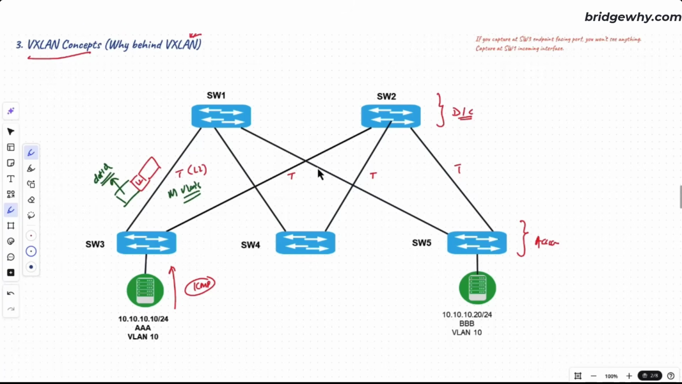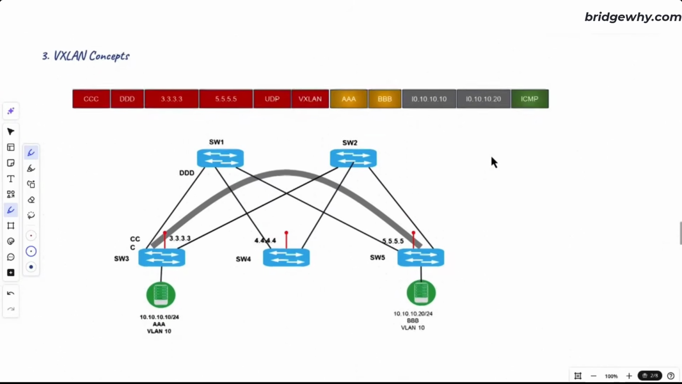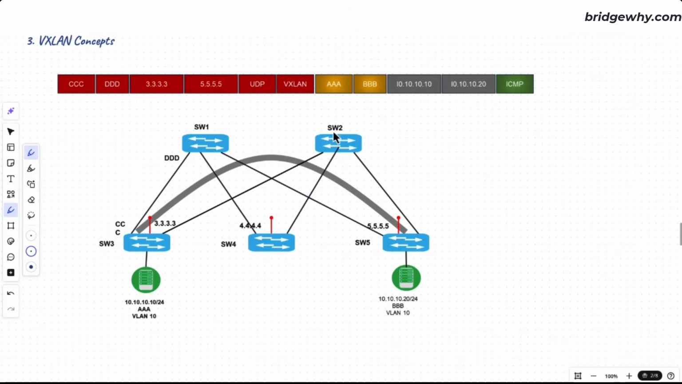But now the question is, can we do something like this? And you must be thinking, Mr. Vishnu, like what? Okay, wait a minute. So here you go. What is going to happen if I change all these links to layer 3 links, suppose?